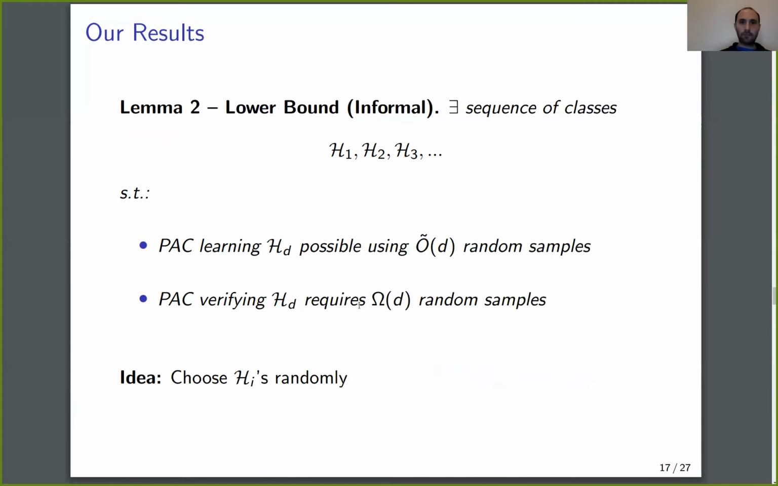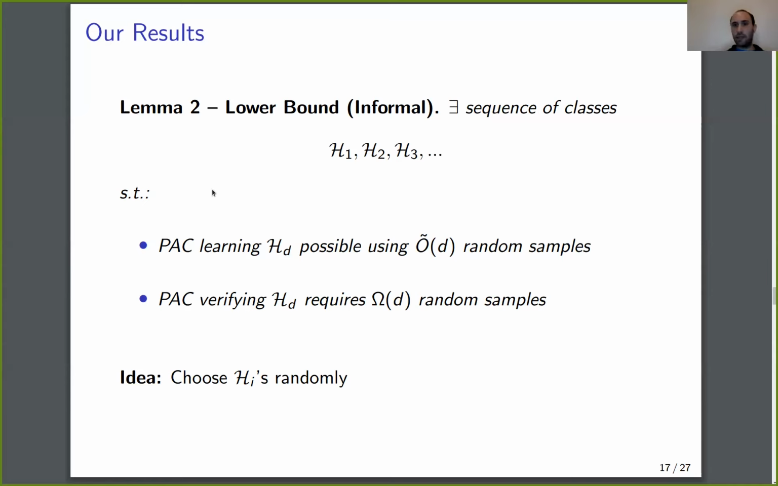Our second result is kind of the opposite. It says in some cases, learning and verifying require the same amount of random samples. They cost the same. So formally, there exists a sequence of classes, H1, H2, H3, and so on, such that PAC learning the class HD is possible using order D random samples, while PAC verifying the class HD requires order D random samples. And so you don't get any saving by doing PAC verification for this class.